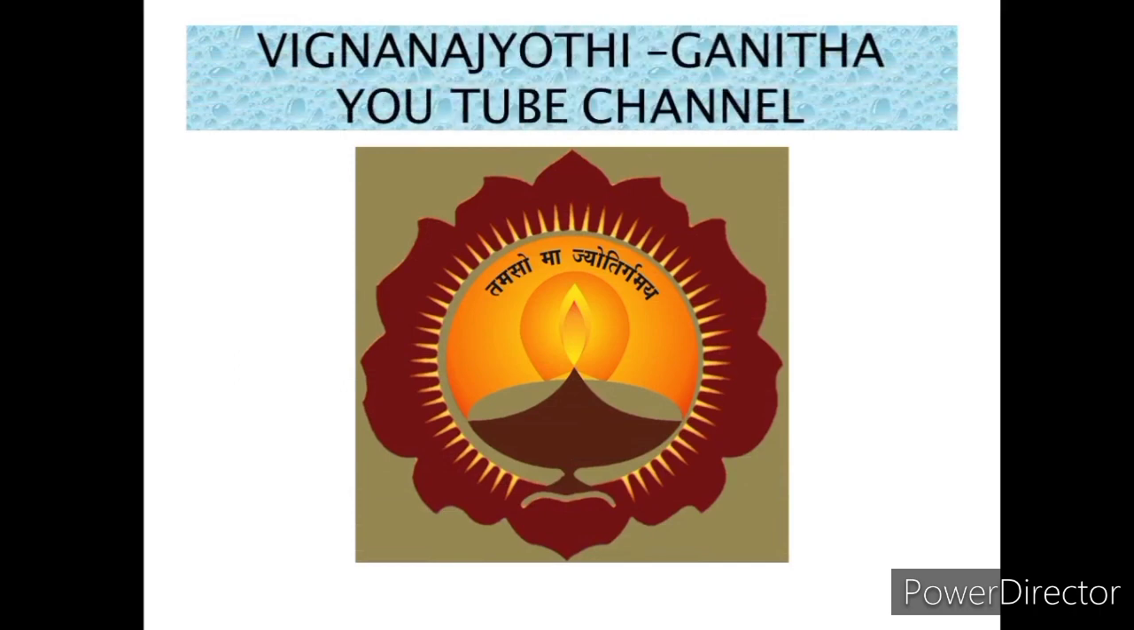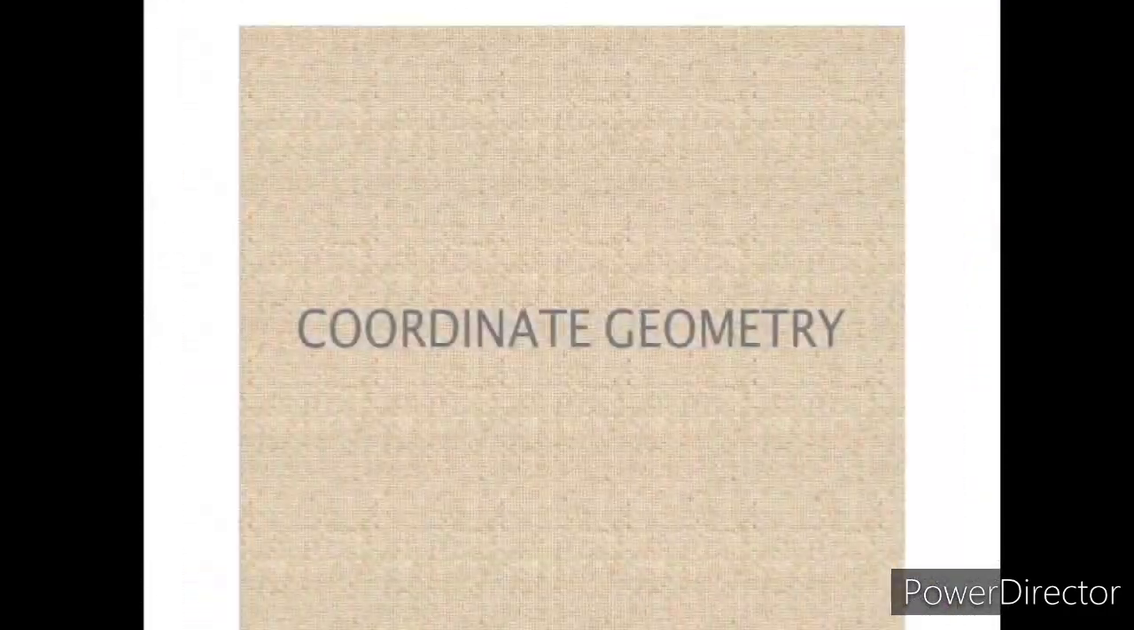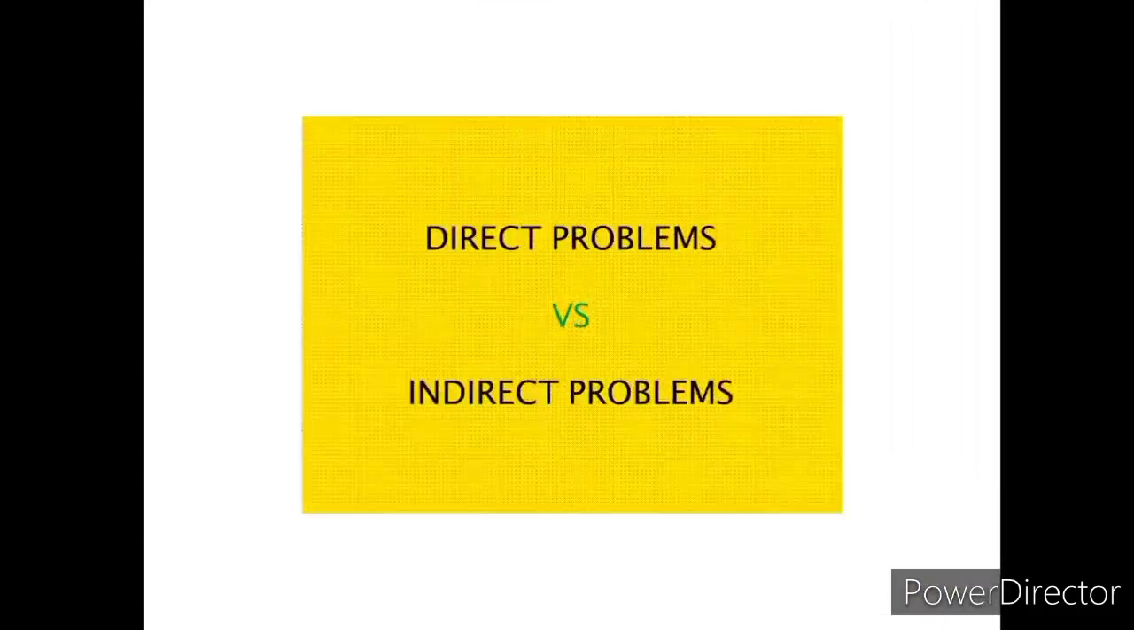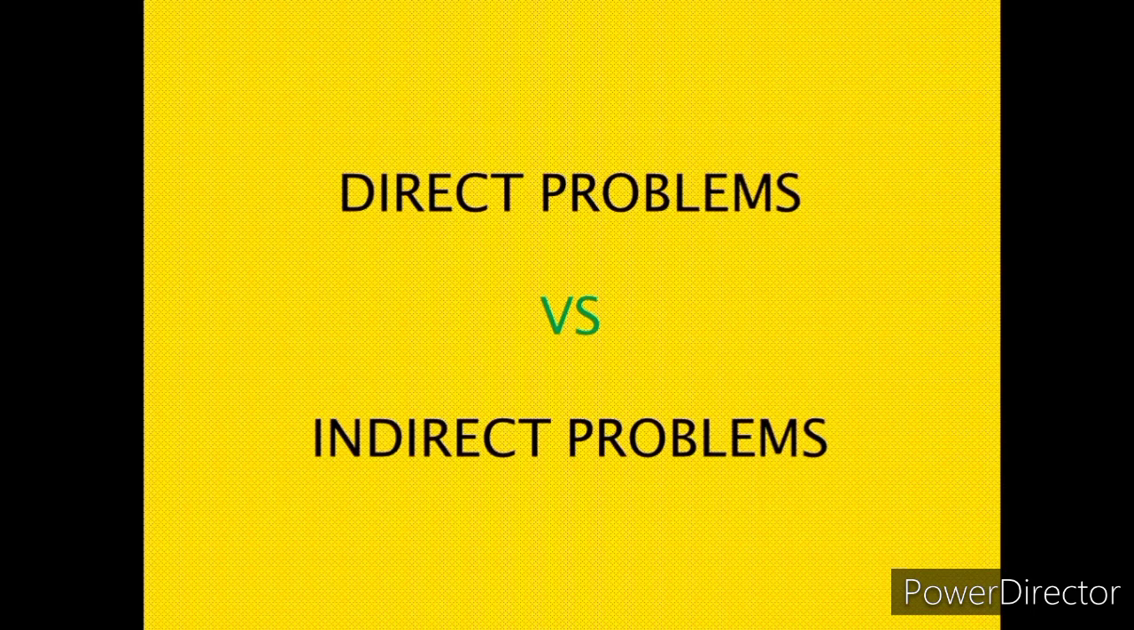Today the topic is for 10th class students: coordinate geometry. In this chapter I would like to explain direct problems versus indirect problems. You will take one formula, we will solve one direct problem, and on that formula simultaneously we can solve an indirect problem also. Now in this chapter I would like to recapitulate the formulas.